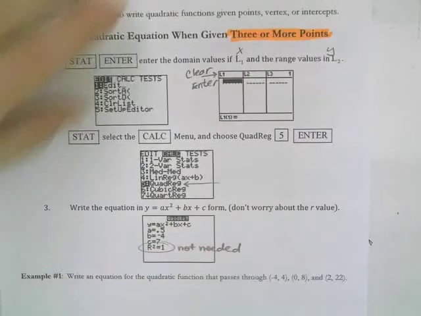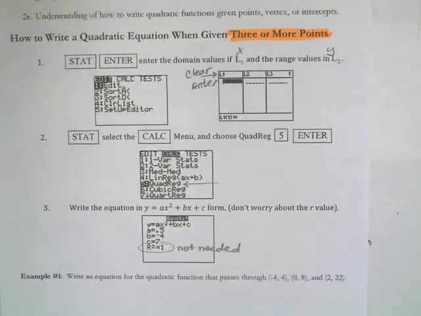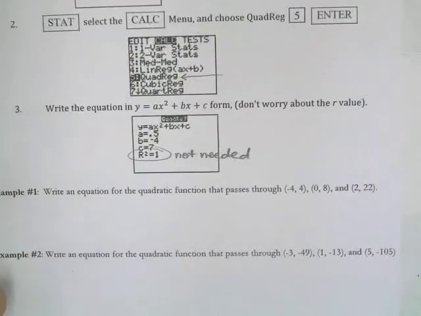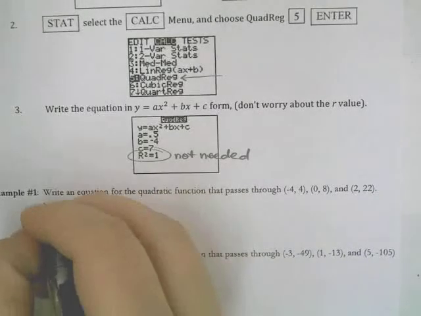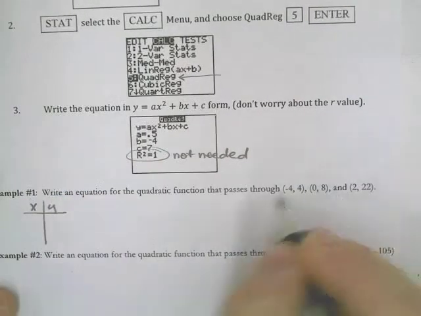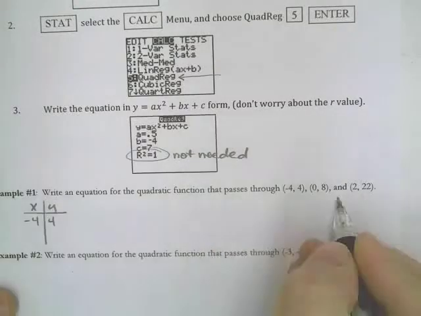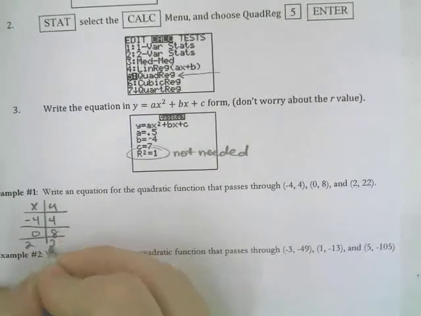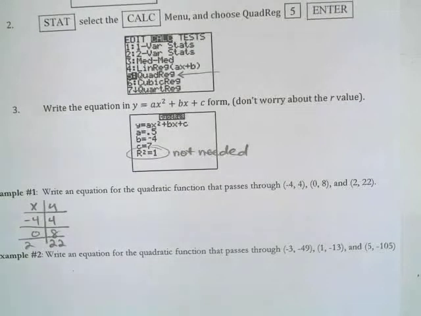Okay, so the best way to do this is just to look at examples. I have this first one, and I'm going to write these in a list, my X's and Y's. It's negative 4 with 4, 0 with 8, 2 with 22. Okay, so I'm going to follow my steps.